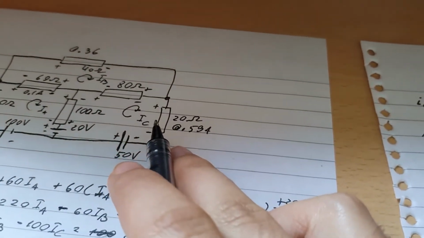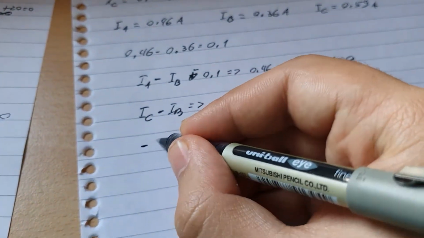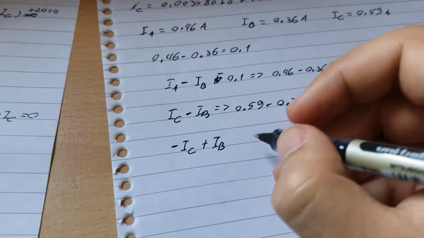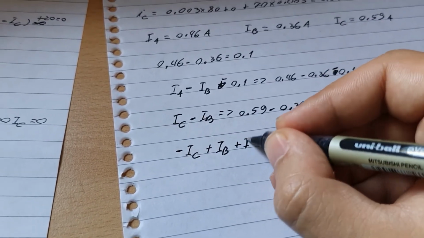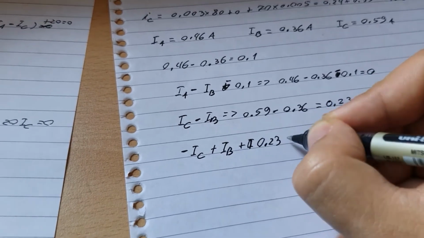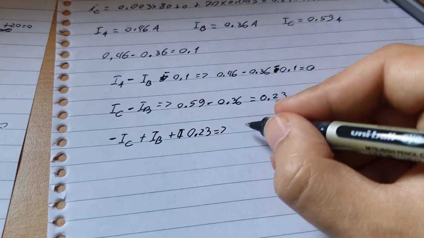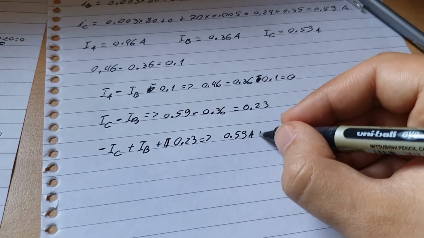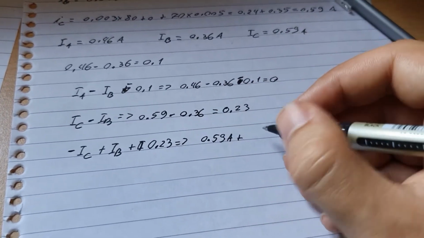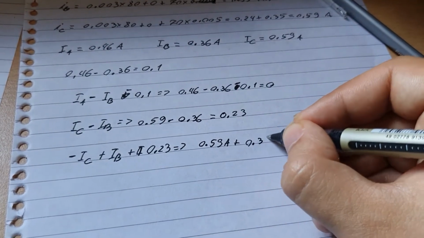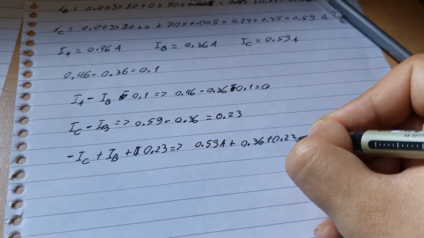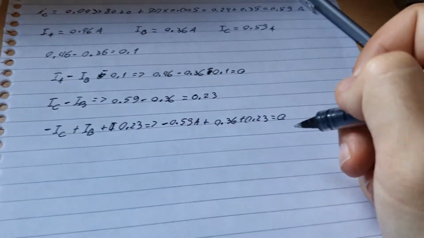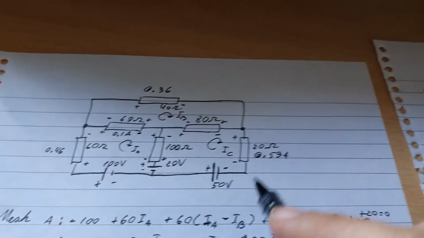Okay, and then we are going to do, IC is going in the reverse, so it will be minus IC plus IB, and then plus the current, which is 0.23. So as you can see, it will be minus 0.59 amps plus IB, which will be 0.36, plus 0.23, and then that will be equal with 0. This is the minus here. So this side here is correct as well.